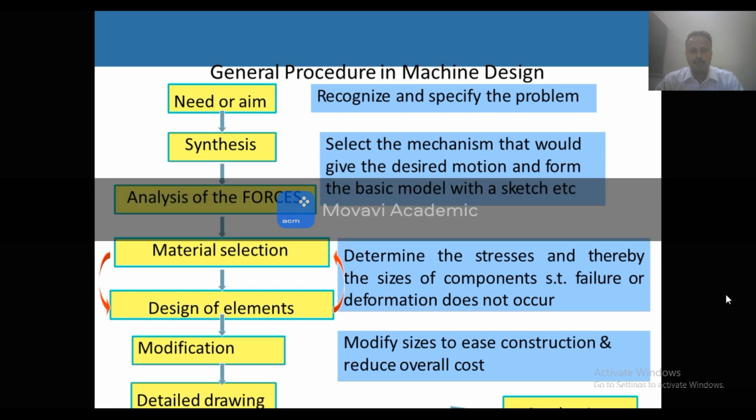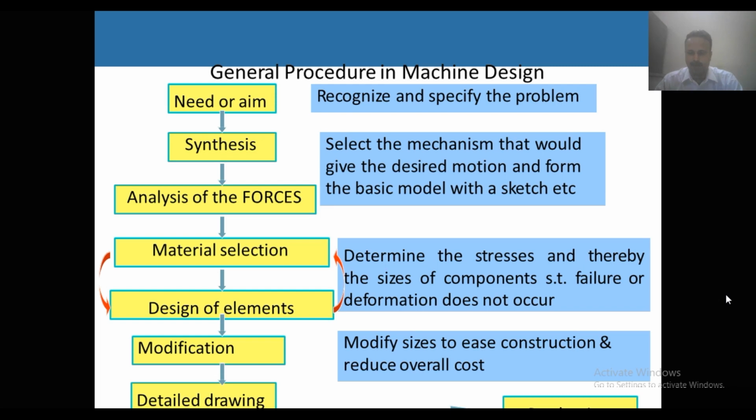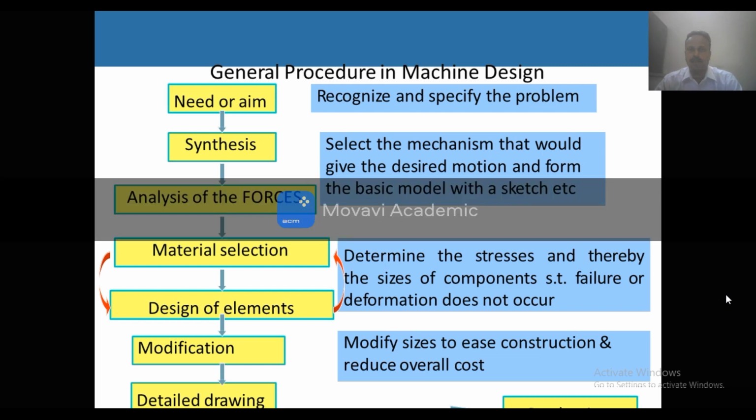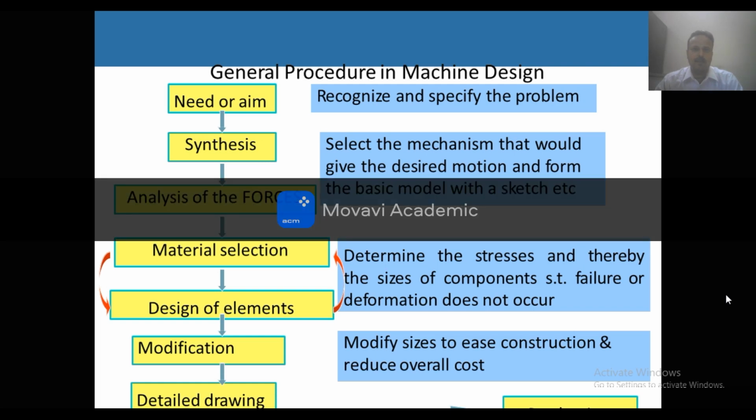Now, analysis of forces means: what are the different forces that are acting on the body, how will they be concerned with the problem, what are their effects, what is the factor of safety, what is the utility of the product, and what is the quality control that is expected out of it.